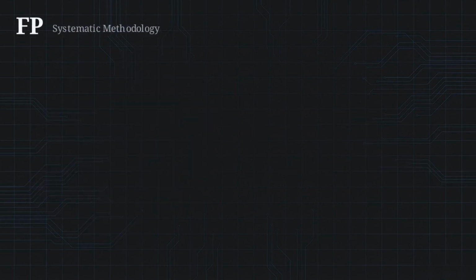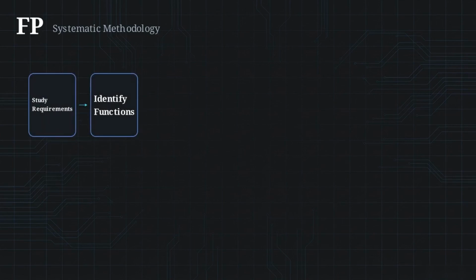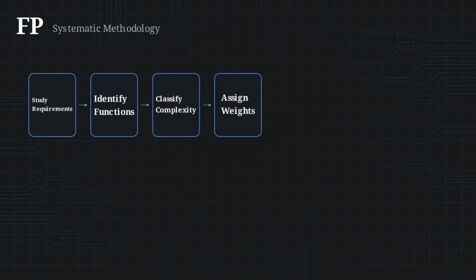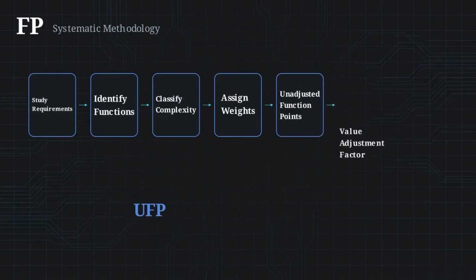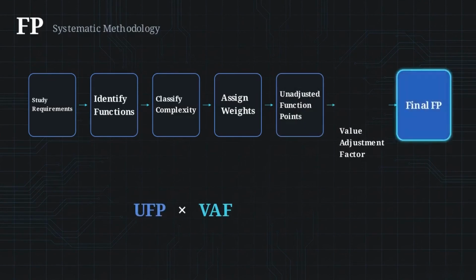Unlike simply guessing lines of code, function points require a systematic calculation process. We start by studying the project requirements, identifying specific functions, classifying their complexity, and assigning them numerical weights. That gives us our initial size, which we then adjust for real-world variables.